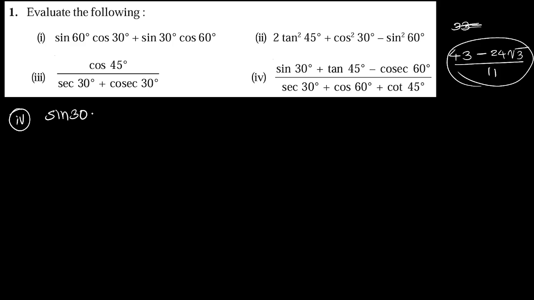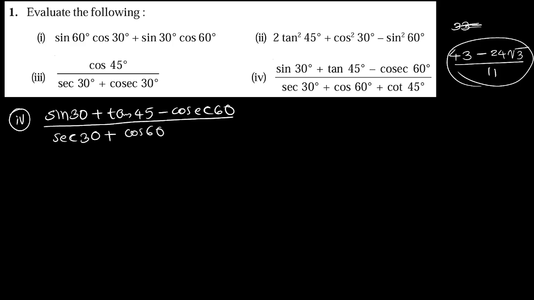Sin 30 plus tan 45 minus cosec 60, divided by sec 30 plus cos 60 plus cot 45. All of you please mute your audio.